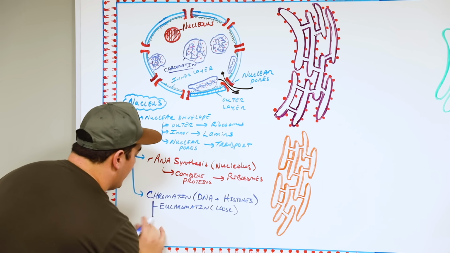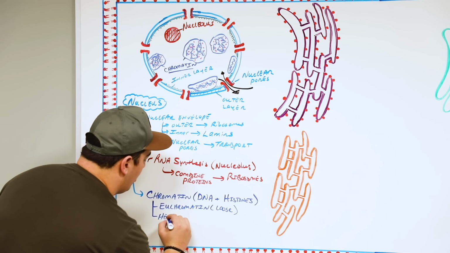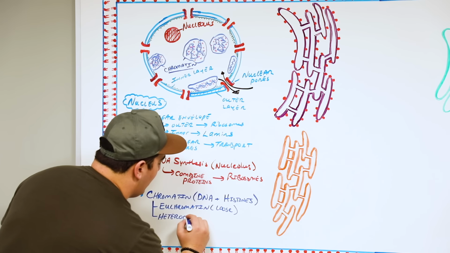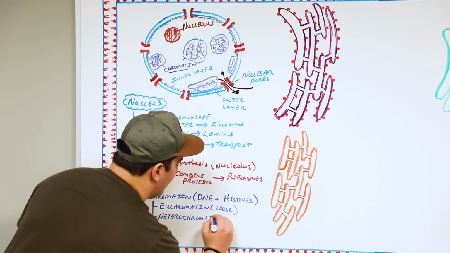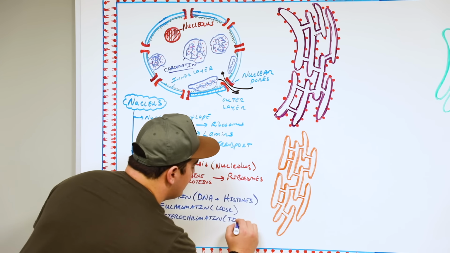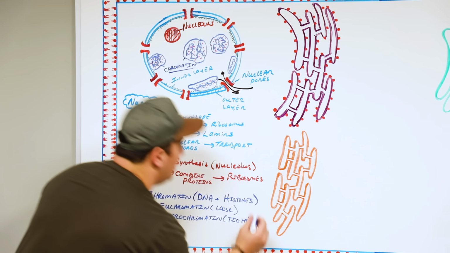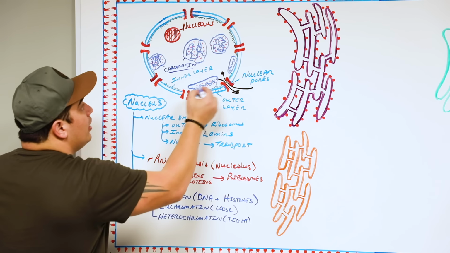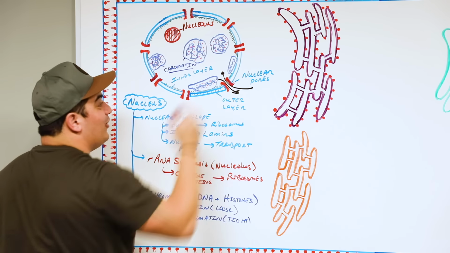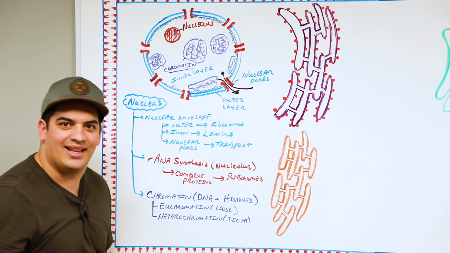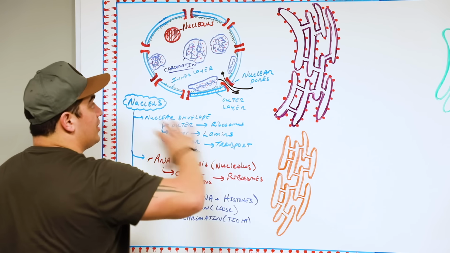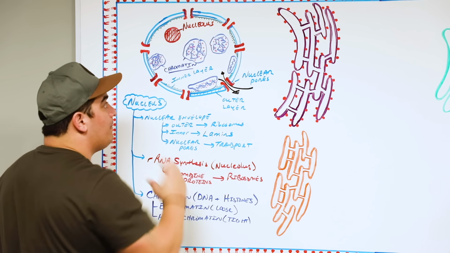And the next one here is going to be the heterochromatin. And the heterochromatin is going to be the tight chromatin. This is going to be the chromatin that you're actually going to see closer towards the inner membrane of that nuclear envelope. So we're understanding this, right? So we know the different structures and the different components here of the nucleus.